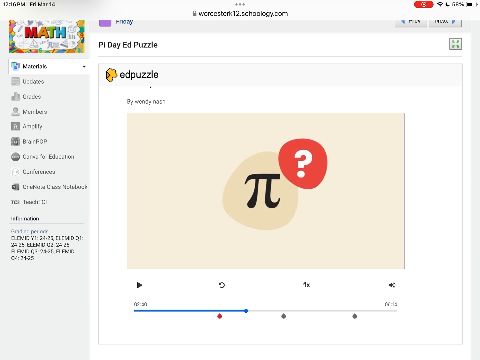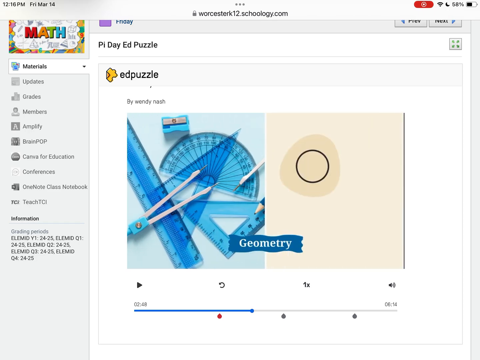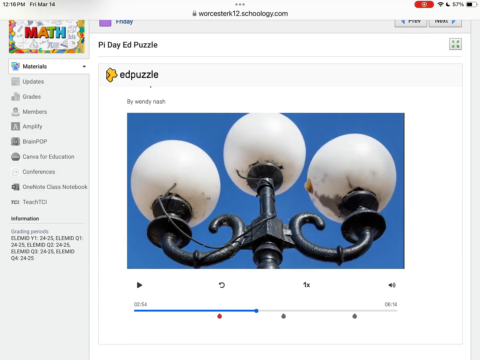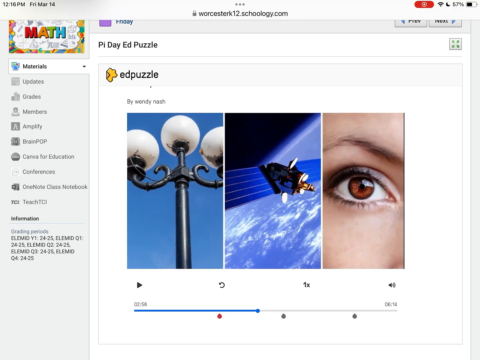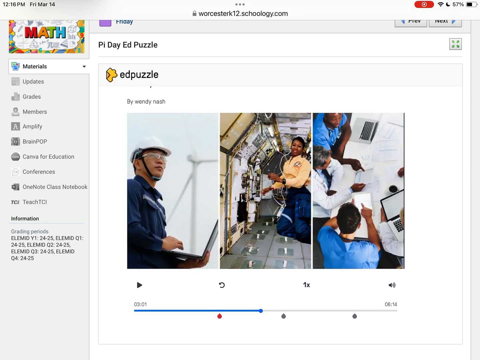So, what kind of math problems can pi be used to solve? In basic geometry, pi can be used to accurately measure shapes including circles and spheres. Let's think about some places in the real world where we see these shapes. Streetlights, satellites, the human eye. Engineers, astronomers, medical professionals, and many others use pi in their designs, calculations, and studies.